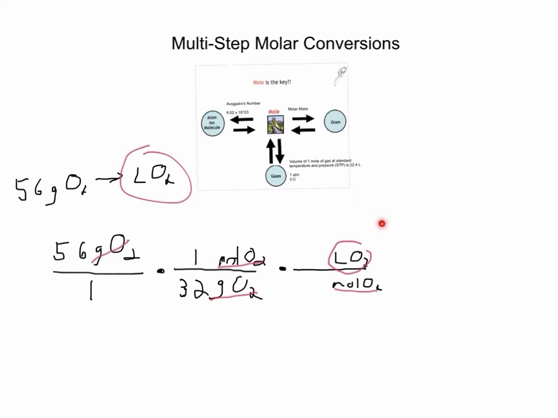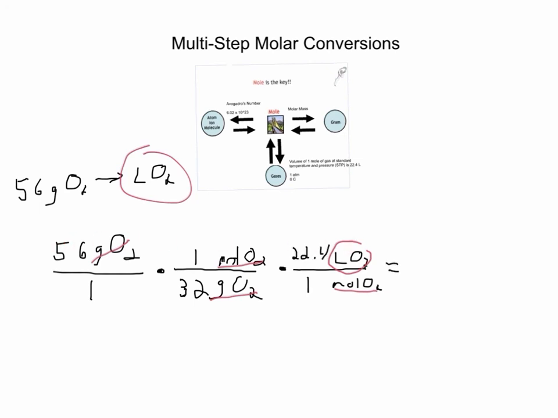Now we look at the second fraction. This fraction compares liters and moles. According to my chart, when I have moles and I have to convert to liters of gas, I know that 1 mole of gas at STP is the same as 22.4 liters. And now I've filled in all my numbers, so all I have to do is the math.